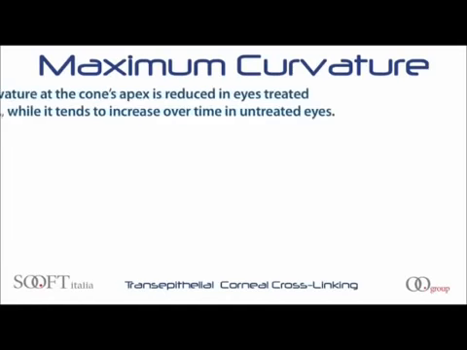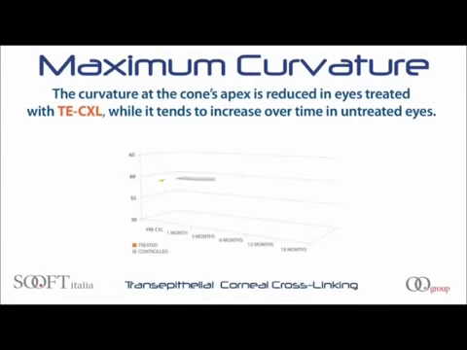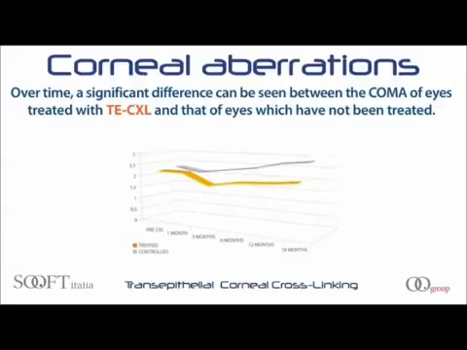The curvature at the cone's apex is reduced in eyes treated with transepithelial cross-linking, while it tends to increase over time in untreated eyes. Over time, a significant difference can be seen between the coma of eyes treated with transepithelial cross-linking and that of eyes which have not been treated.